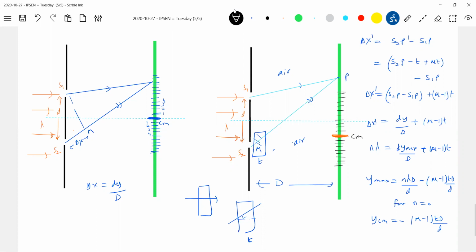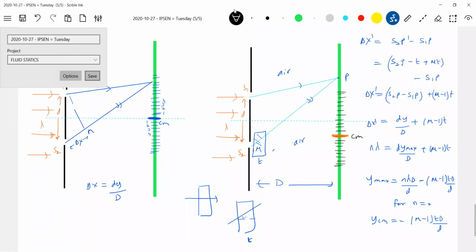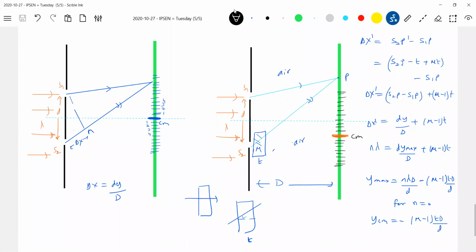Now a few questions. Please put some pressure on your brain. I want the central maxima exactly opposite to the slit S2. For that, what has to be done? What should be the minimum thickness of the slab? The central maxima should be exactly opposite to the slit S2, so what should be the distance y? y should be d by 2. So substitute here directly, n is equal to 0, put y equal to minus d by 2. Solve it and you get the thickness.